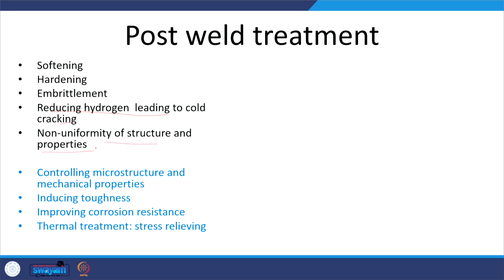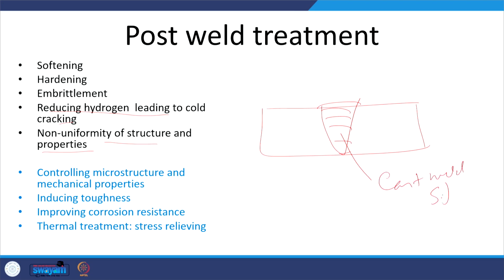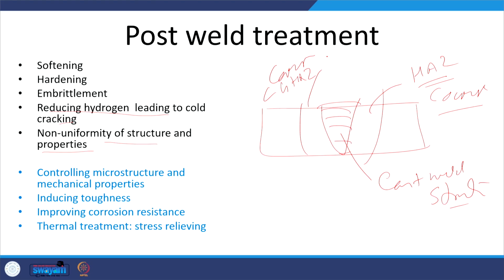Now, the non-uniformity in structure and properties. This is extremely common in all types of weld joints irrespective of the metal strengthening mechanisms. In fusion welding, especially in the weld metal, we get the cast structure in the weld, while the neighboring region will have the heat affected zone. This heat affected zone is usually coarse on both sides, a very coarse grain structure, CGHAZ, formed on both sides. So, we have the cast weld structure and the coarse grained heat affected zone.